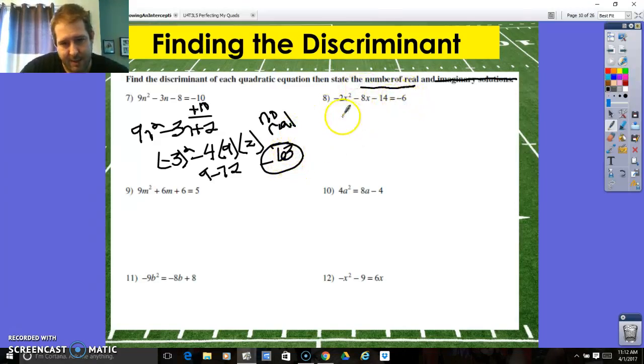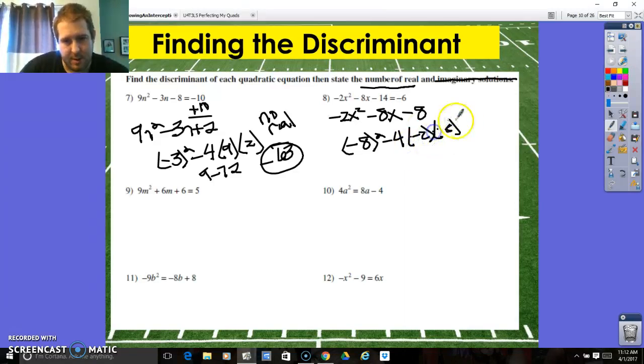All right, so first I got to add 6 to both sides. Negative 2x squared minus 8x minus 8. And then b squared. So that's negative 8 squared minus 4 times a times c. That's going to give me negative 8 squared is 64. Negative 4 times negative 2 is positive 8. Positive 8 times negative 8 is negative 64.